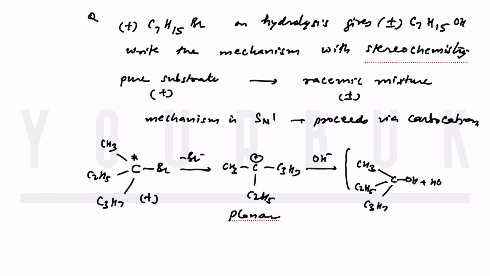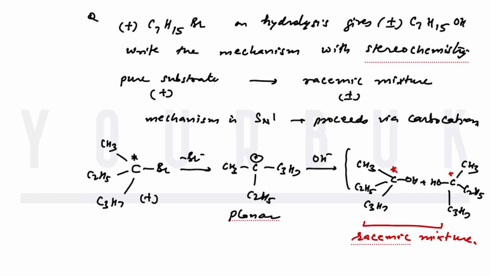Plus this. So this is the racemic mixture because a chiral carbon is present, but it is optically inactive. Both the isomers are obtained in equal quantity, so this is called a racemic mixture. So this is all about the haloalkanes and haloarenes.